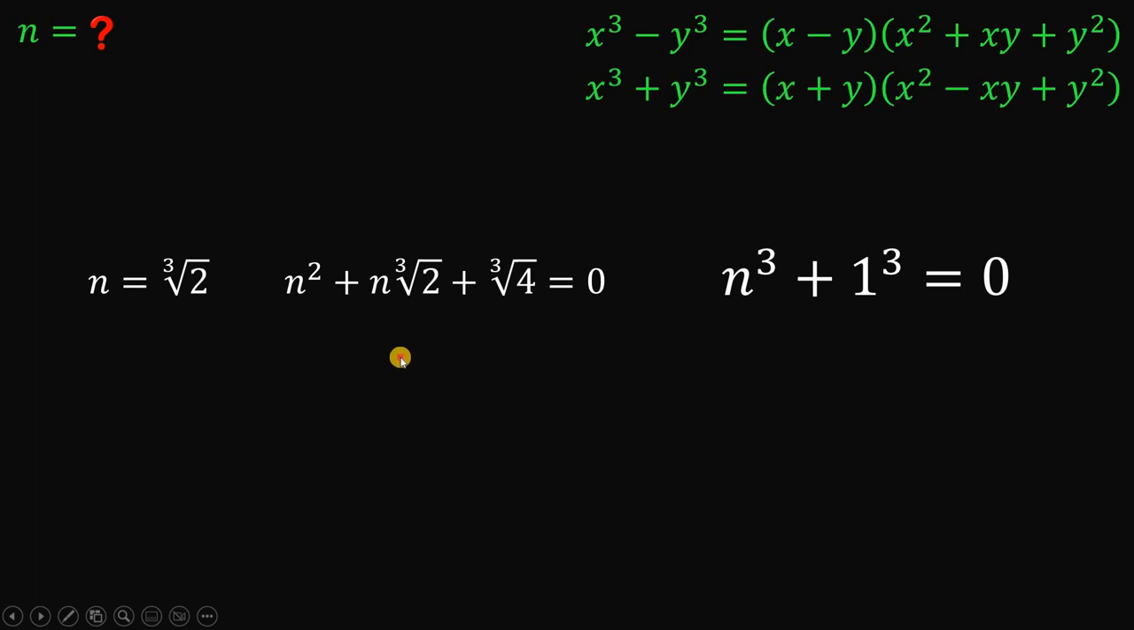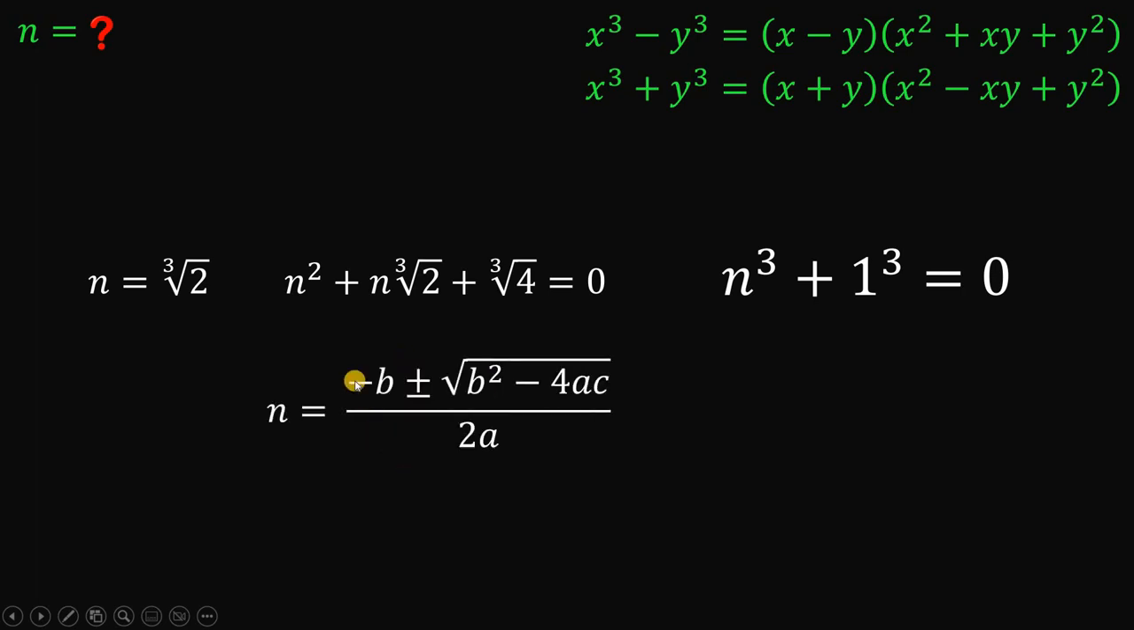Now, how about this equation? We will use the quadratic formula. We have negative b plus or minus square root of b squared minus 4ac all over 2a. Now, in this quadratic equation, the value of a is the coefficient of n squared, which is 1. So we can replace all a with 1.